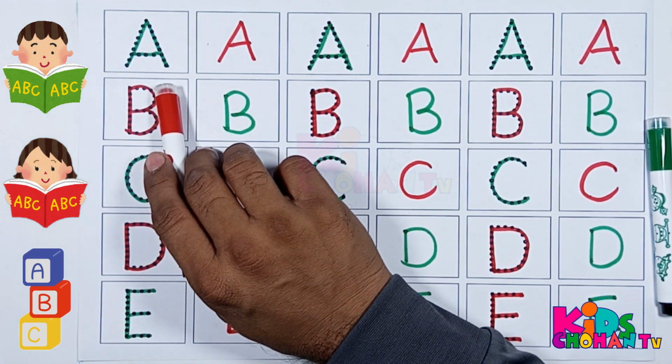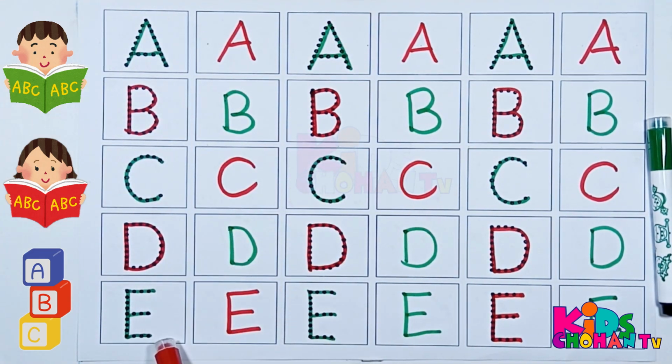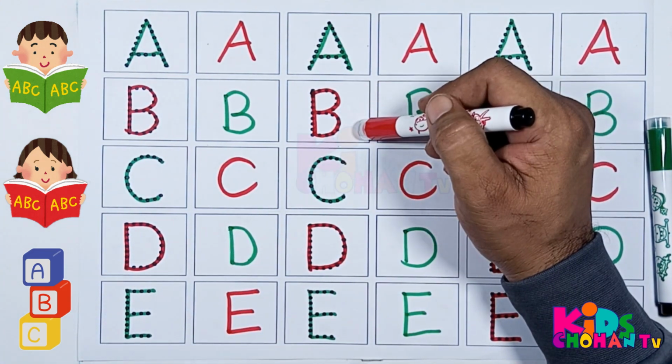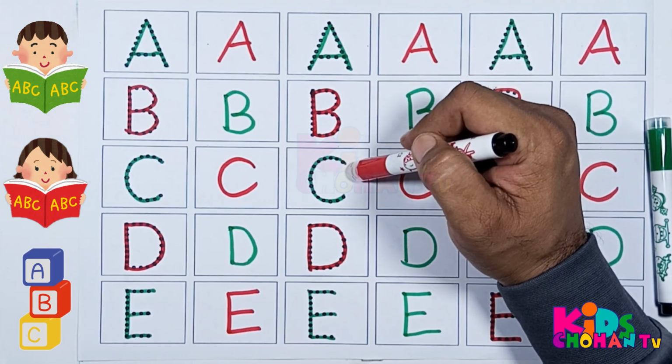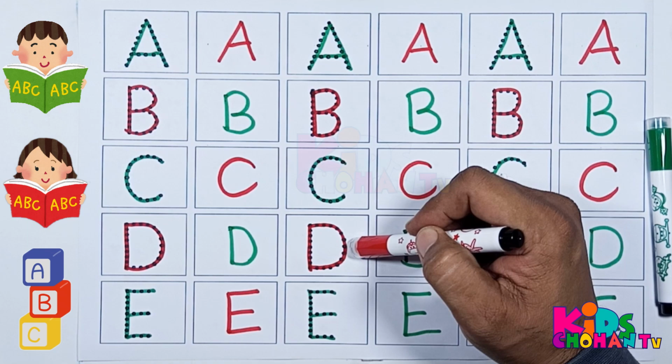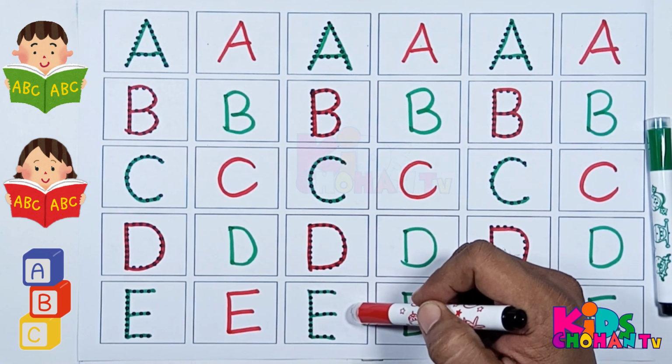Kids, read again. A. B. C. D. E. A. A for apple. B. B for ball. C. C for cat. D. D for dog. E. E for elephant.